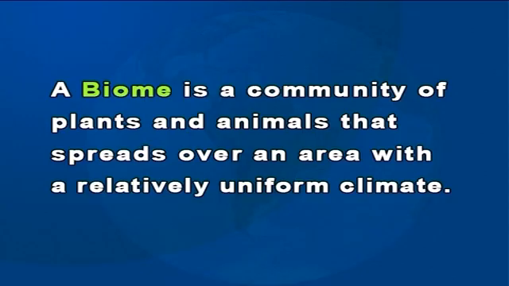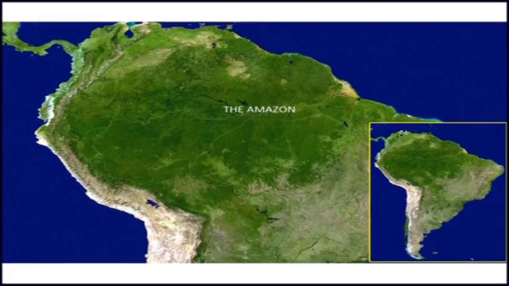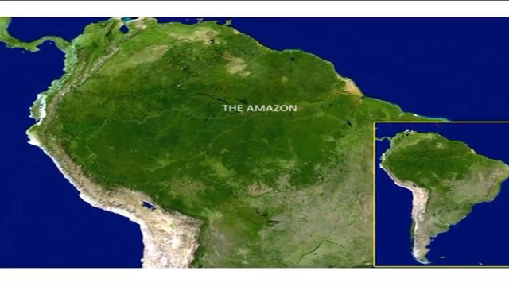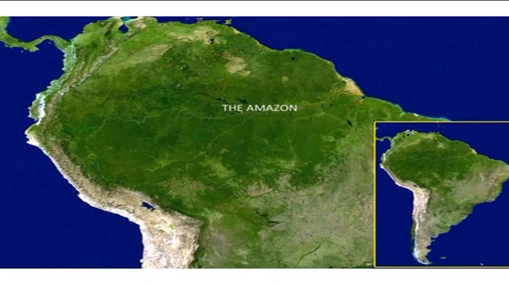South America's extreme geographic variation contributes to the continent's large number of biomes. A biome is a community of plants and animals that spreads over an area with a relatively uniform climate. One of the continent's river basins, the Amazon, is defined by dense tropical rainforest, while the other is made up of vast grasslands. With an unparalleled number of plant and animal species, South America's rich biodiversity is unique among the world's continents.